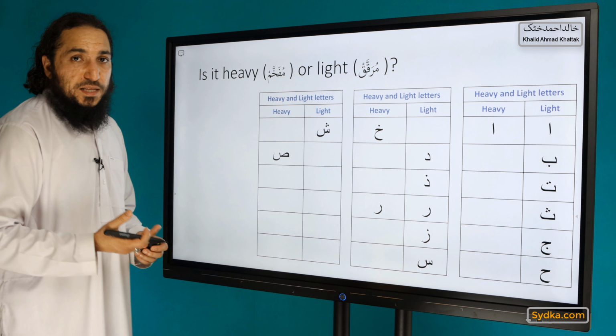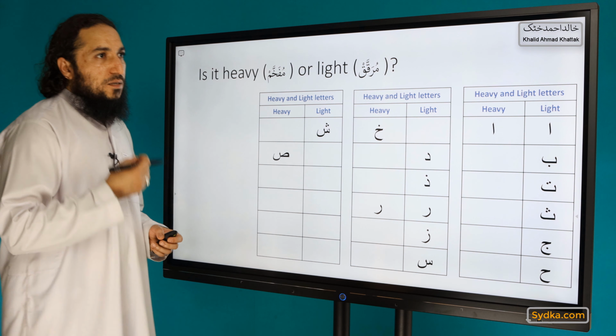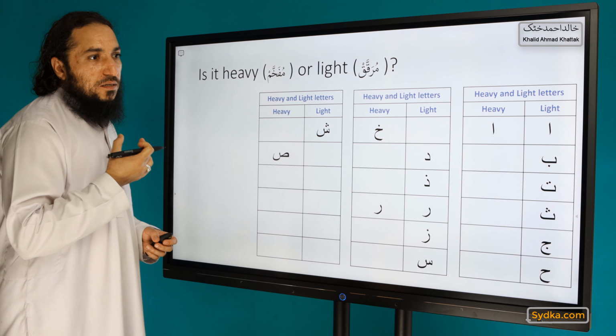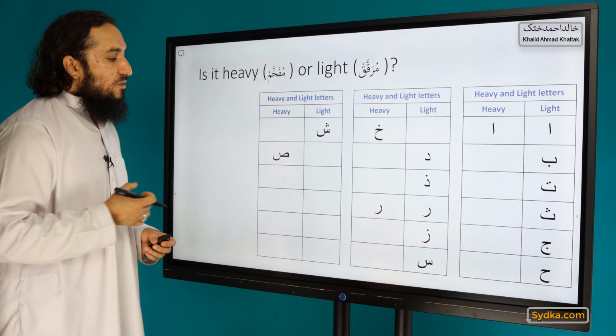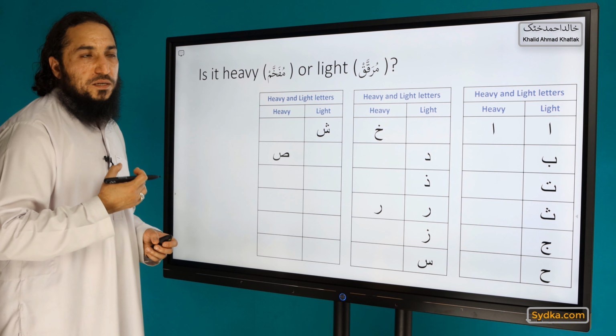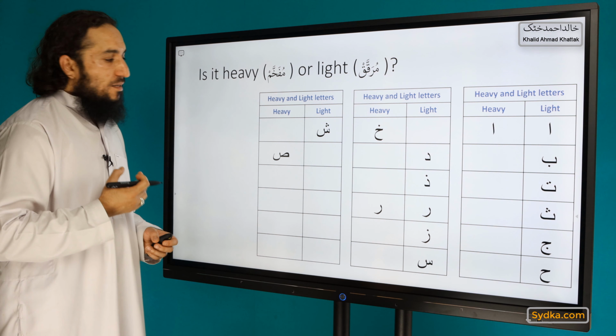Is it a light or heavy letter? It is a heavy letter. So when we're pronouncing it, we don't make the smiley face. For example, Sad, Sad, and the sound is Sa, Sad.